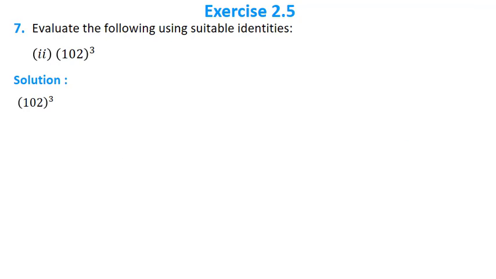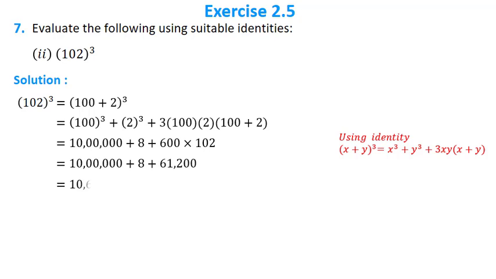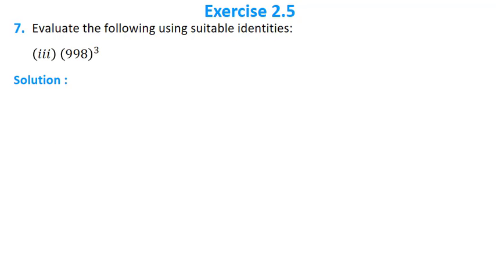Next question is 102 the whole cube. So this 102 the whole cube we can write as 100 plus 2 the whole cube. We are going to use the identity that x plus y the whole cube as x cube plus y cube plus 3xy in bracket x plus y. So here I get 100 cube plus 2 cube plus 3 into 100 into 2 into bracket 100 plus 2. 100 cube is 10 lakh plus 2 cube is 8 plus 600 into 102. On simplification I will get answer as 10,61,208.